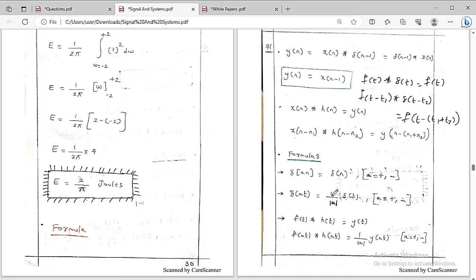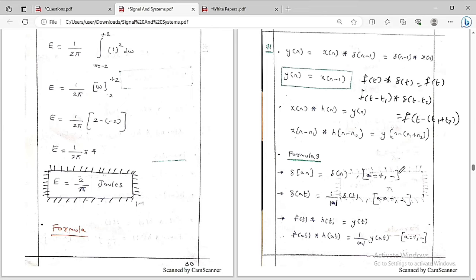This point you always have to keep in mind, because delta of n is equal to 1 for n equal to 0 and its value is equal to 0 for n not equal to 0. But delta of t doesn't have any finite value. It has an infinite amplitude, but we can say it has an area of 1. That is the reason delta of t is an unbounded signal, because its amplitude is equal to infinity, but it has only an area of 1.